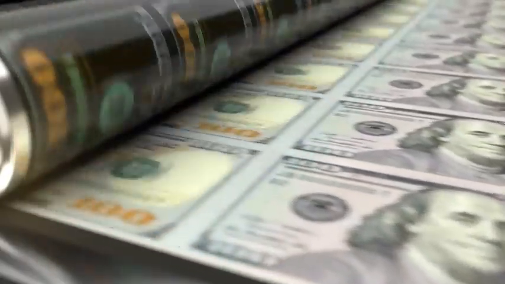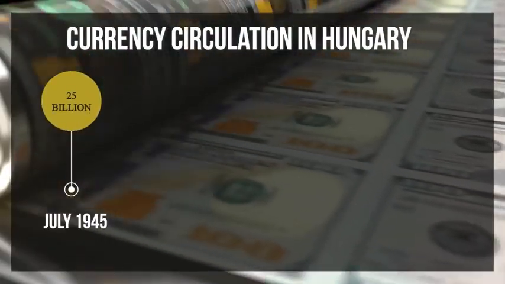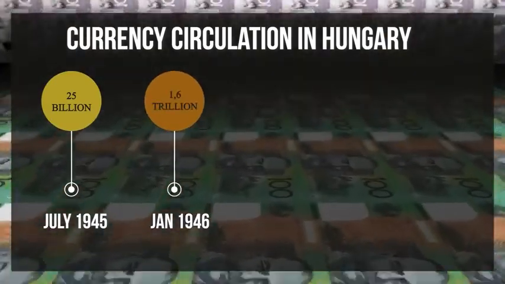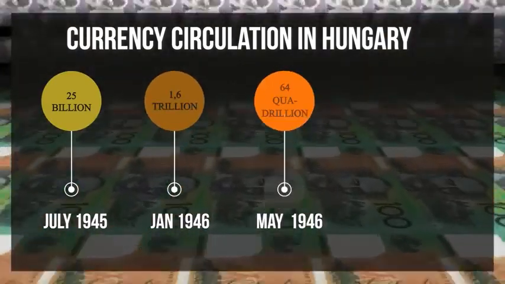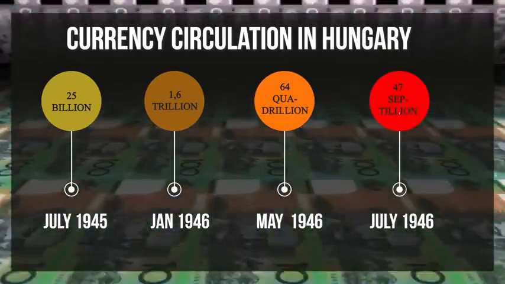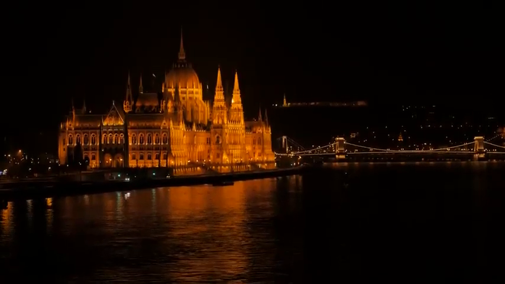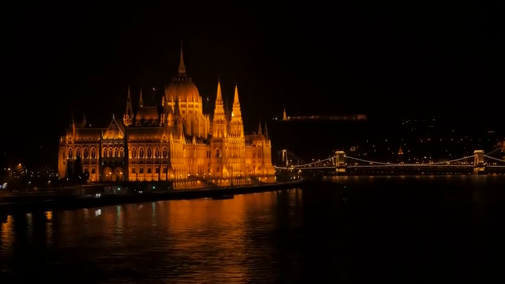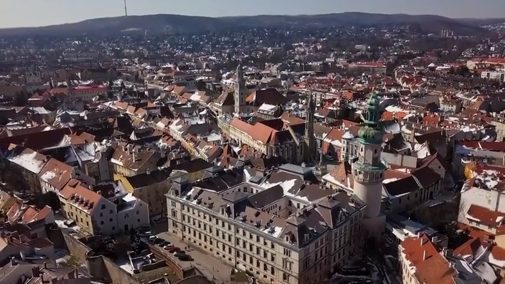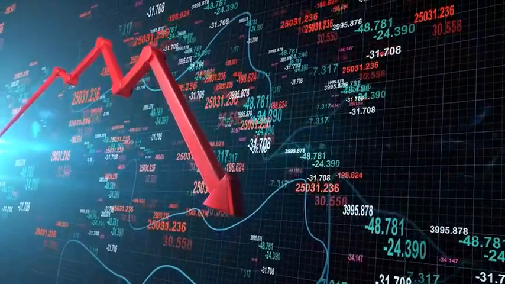It printed so much that currency circulation passed from 25 billion pengo in July 1945 to 1.6 trillion by January 1946, reached 65 quadrillion by May, and 47 septillion pengo by July 1946. In 1947, the Hungarian government announced a reform, created a new currency, and stipulated rules such as new central bank regulations to government loans. Prices started falling and went back to normal in the following months.